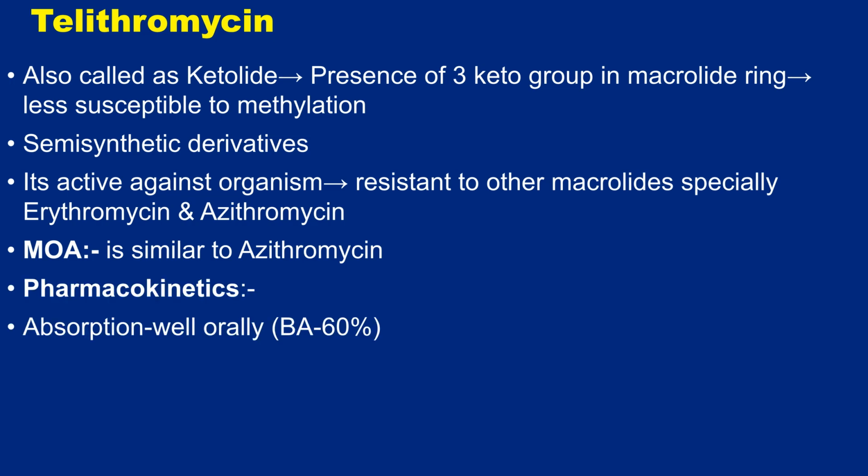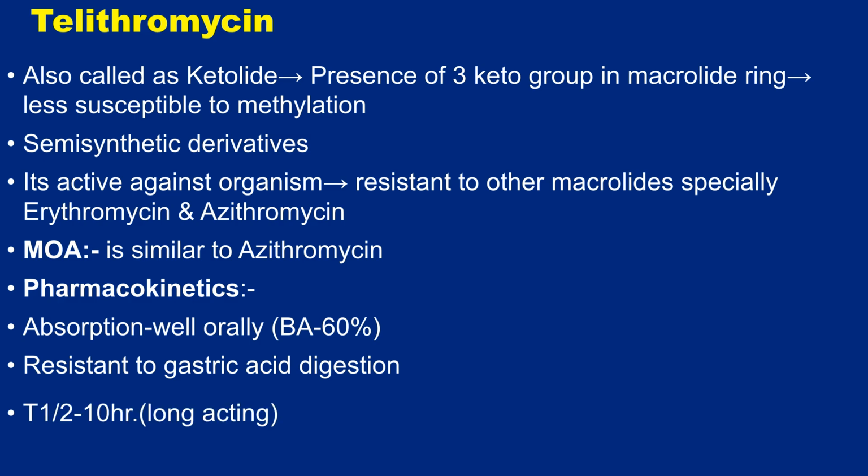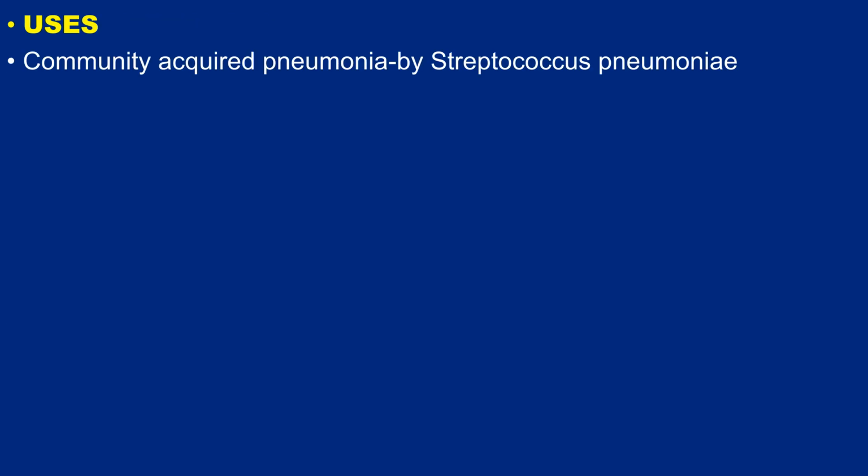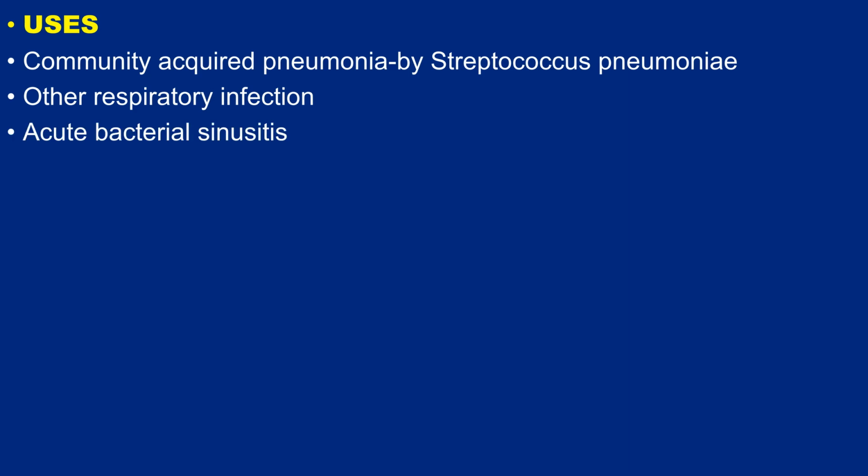Pharmacokinetic profile: it is well absorbed orally, with bioavailability of about 60%. It is resistant to gastric acid digestion. Half-life is 10 hours, which makes it a longer acting drug. Coming to therapeutic uses, community acquired pneumonia caused by Streptococcus pneumoniae is sensitive to this drug, so it can be effective for treating this. For other respiratory tract infections, such as acute bacterial sinusitis resistant to other macrolides, this drug can be applicable.